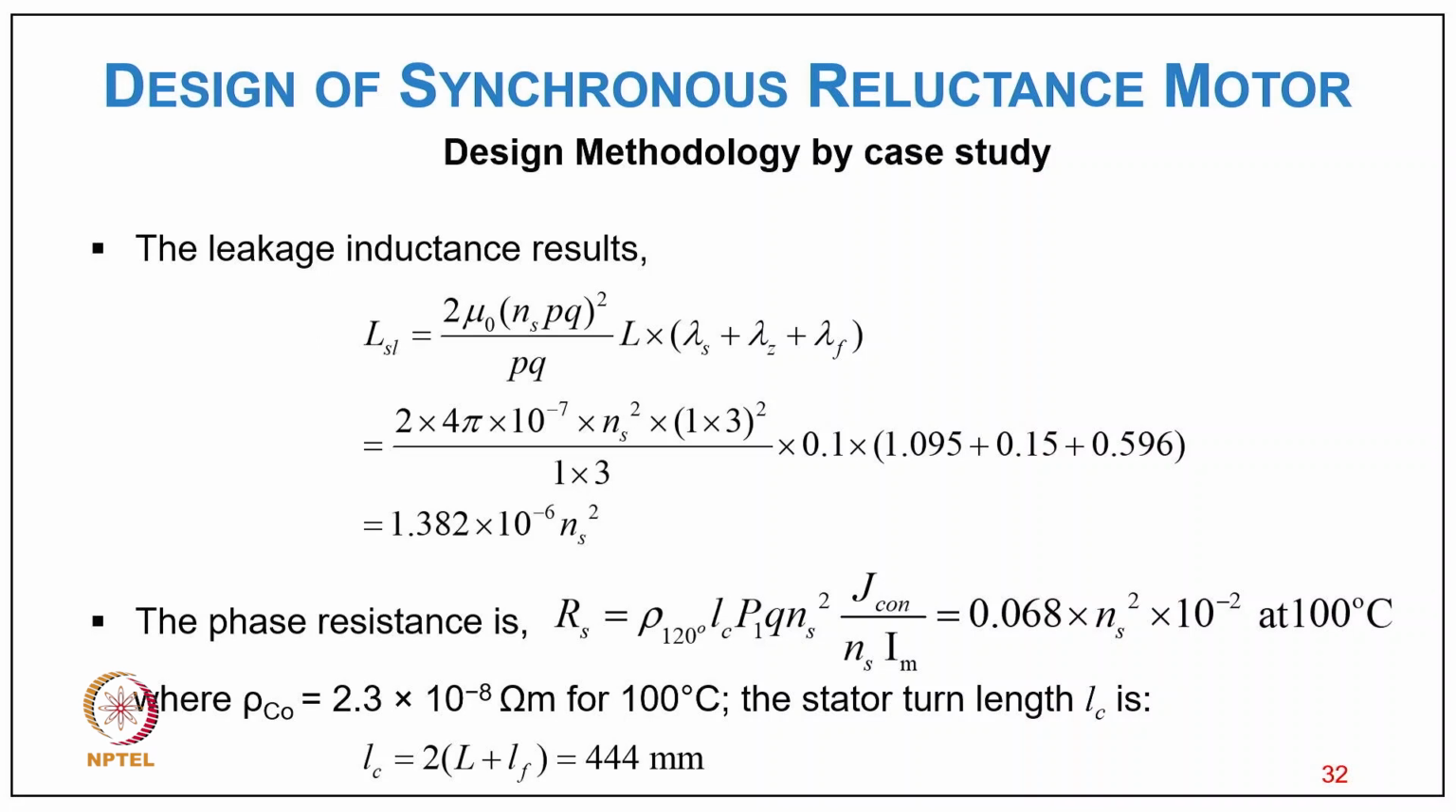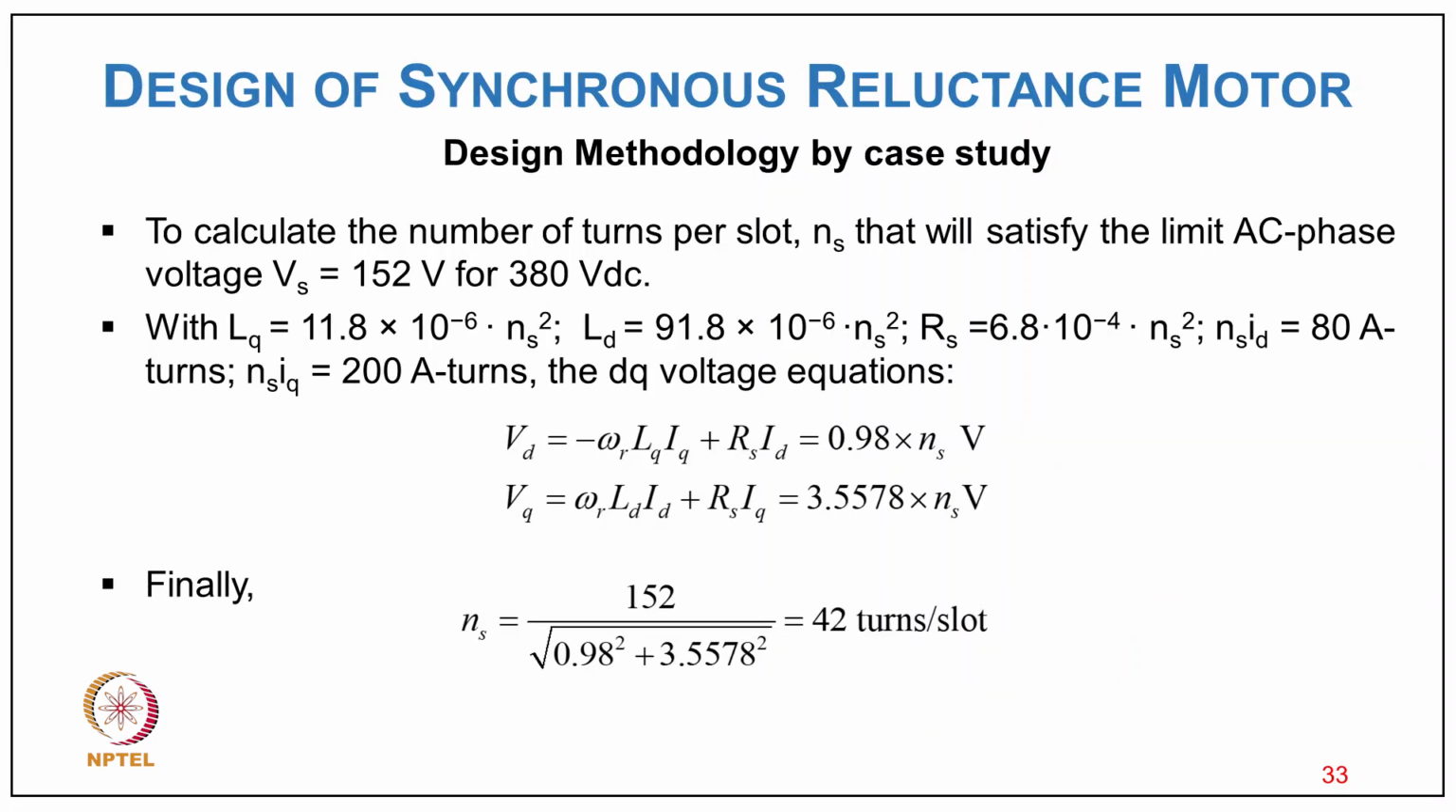So, the phase resistance RS = rho CO LC P1 q NSC square J con upon NsIs, and that is equal to 0.068 NSC square 10 to power minus 2 at 100 degree, with rho CO = 0.3 10 to power minus 8 ohm meter at 400 degree Celsius, and end turn length LC = 2 (L + LF) = 444 millimeter. Now to calculate the number of turns per slot that satisfy the limits of AC phase voltage Vs = 152 volt for 380 volt VDC. So LQ = 11.8 into 10 power minus 6.